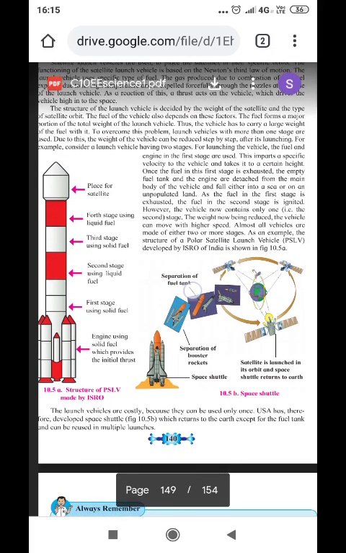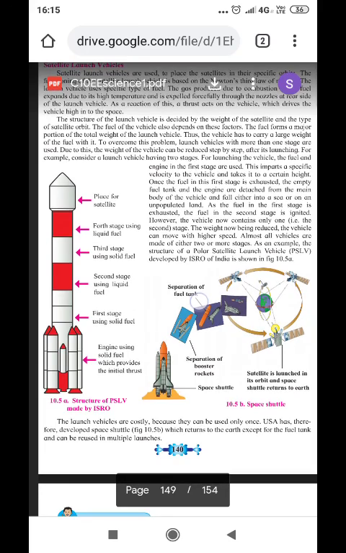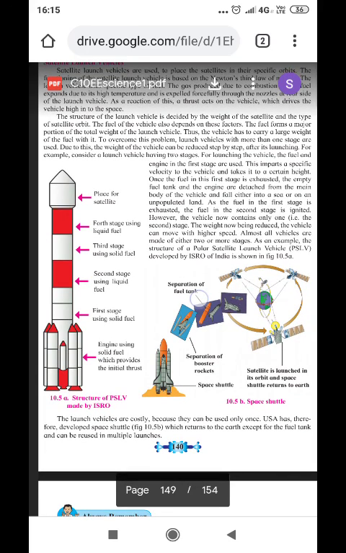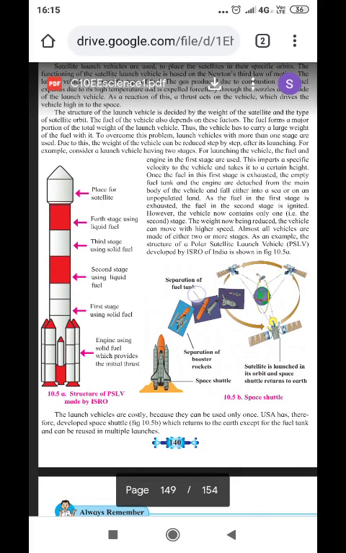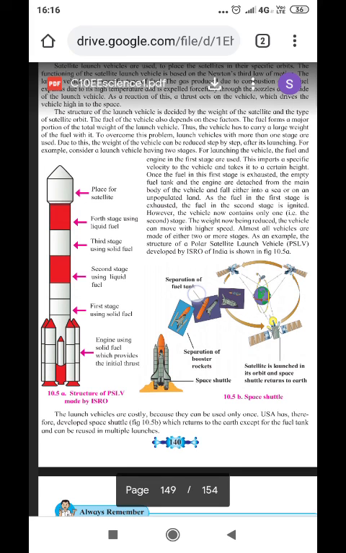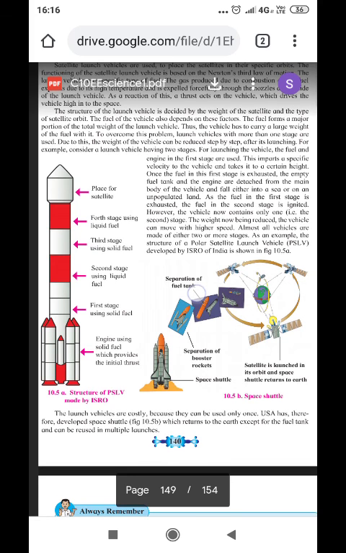The structure of the launch vehicle is decided by the weight of the satellite and the type of the satellite orbit. The fuel of the vehicle also depends on these factors. So depending upon on which orbit it has to be placed, HEO, MEO or LEO, and depending upon the weight of the satellites, the position of these satellites is being affected. The fuel of the vehicle also depends upon these factors. So the requirement of fuel will also affect it.